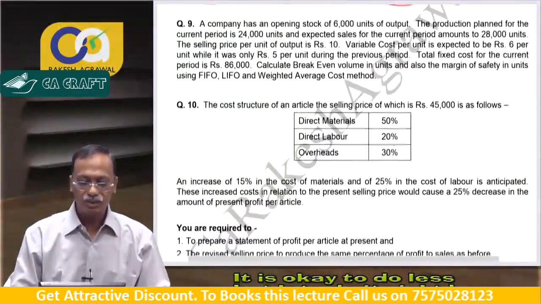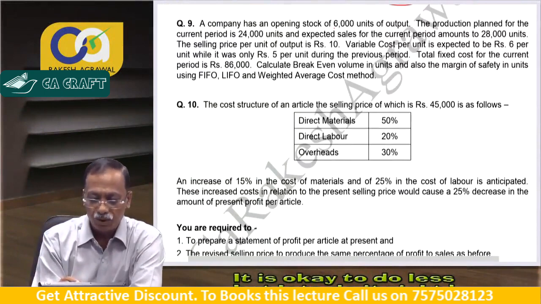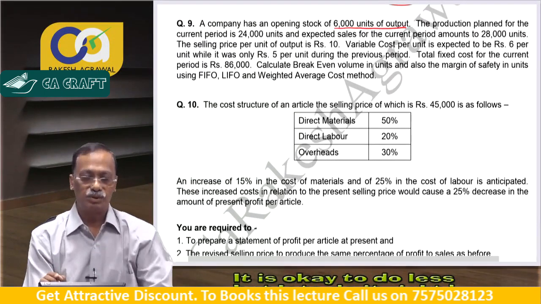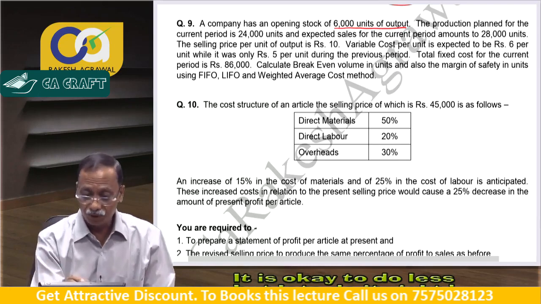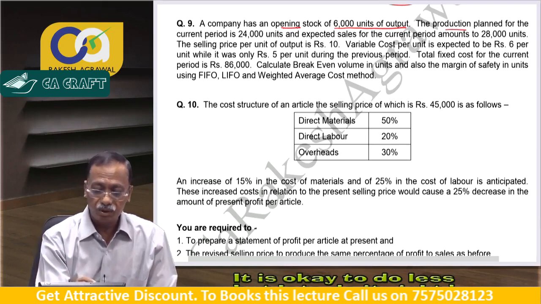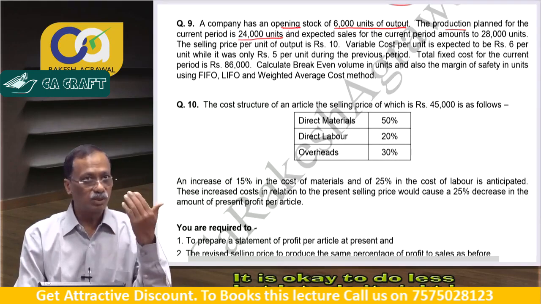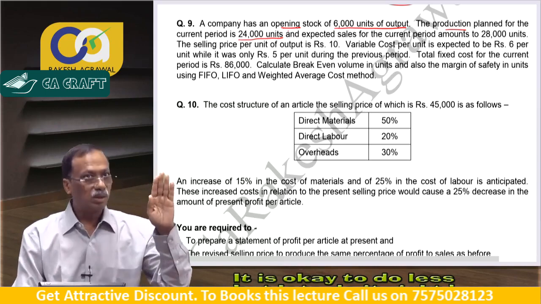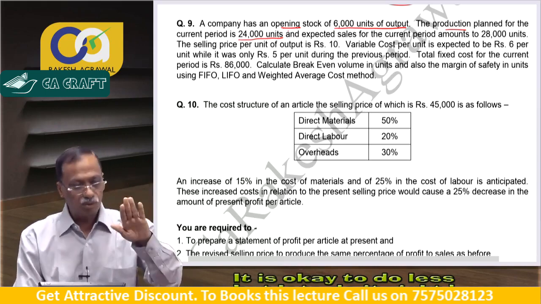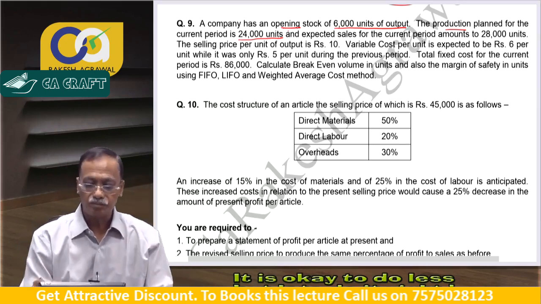Question is small in size but very interesting. Number 9. A company has an opening stock of 6,000 units of output. Opening stock, please remember. The production planned for the current period is 24,000 units. You are planning to produce 24,000 units more. 6,000 units are already in stock. 24,000 you are planning to produce, means total available goods for sale will be 30,000.